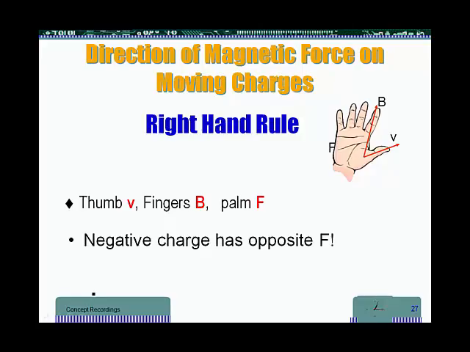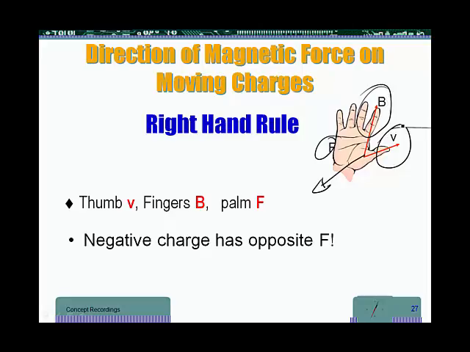Okay, again for the right-hand rule, B is in the direction of the fingers, V in the direction of the thumb, and F is in the direction the palm is pushing, perpendicular to the plane of the hand.